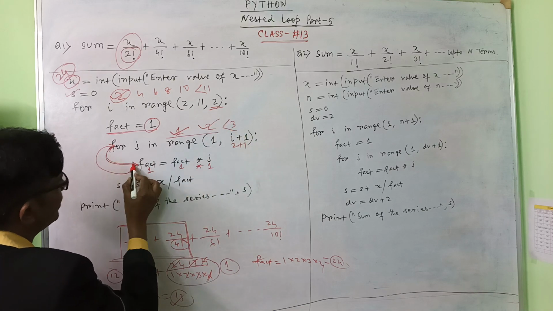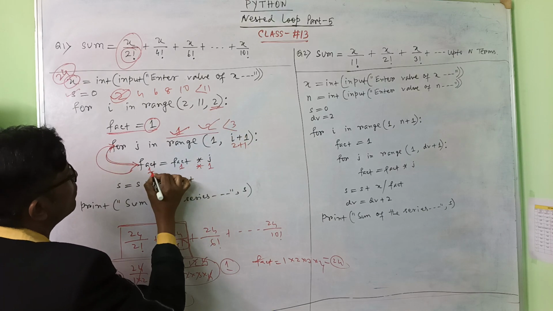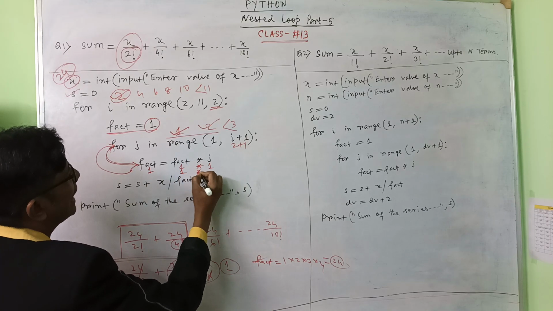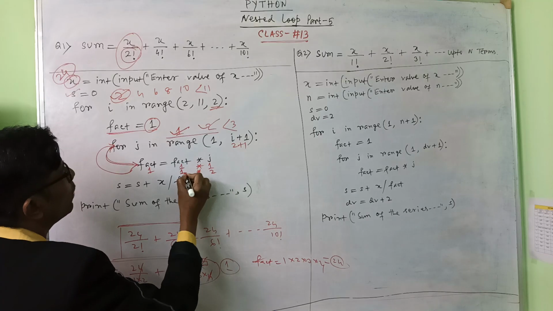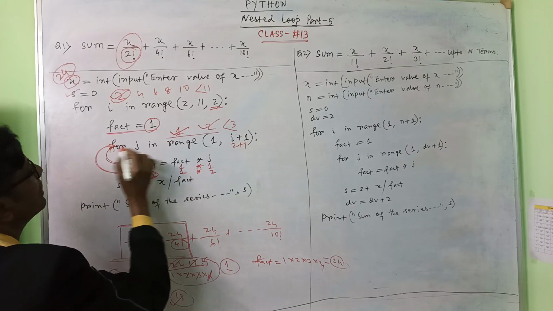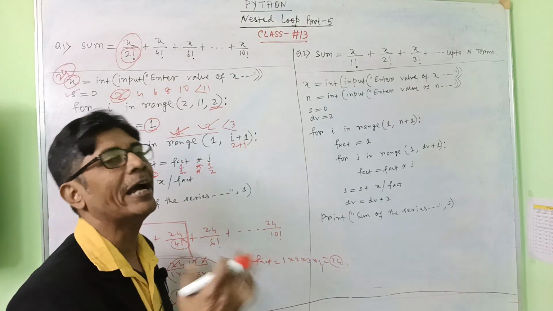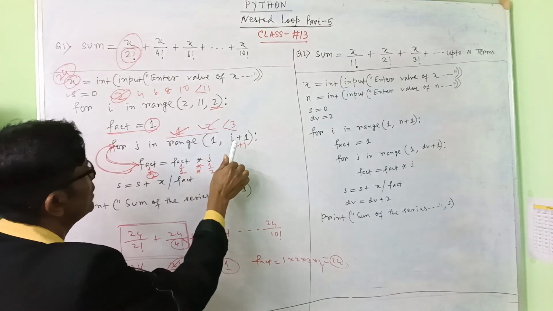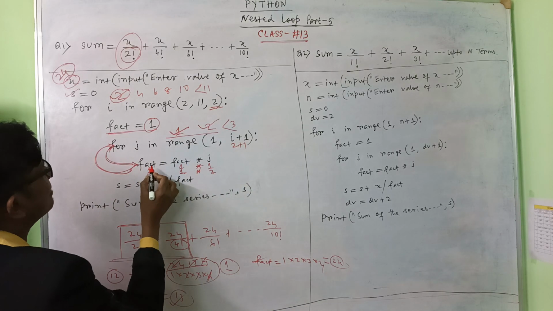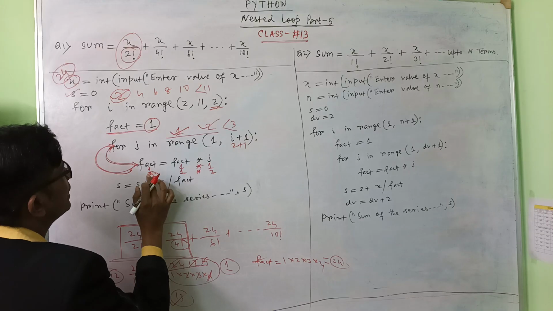When J is 2, coming here, fact is how much? Fact is 1, and J is 2 this time. 2 ones are 2. So the result is 2. So again you are going, but this time the inner loop will not do any more work, because the limitation is 2 plus 1, 3. So less than 3, only 2 times it will work. So the fact value we are getting is 2.